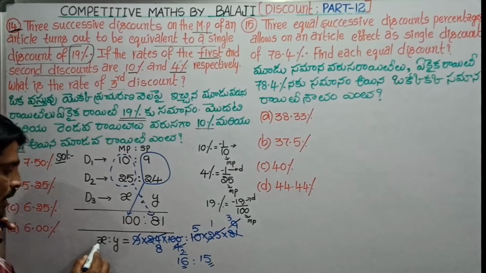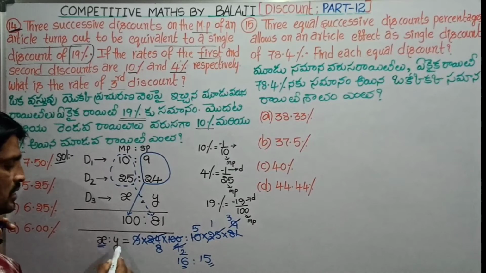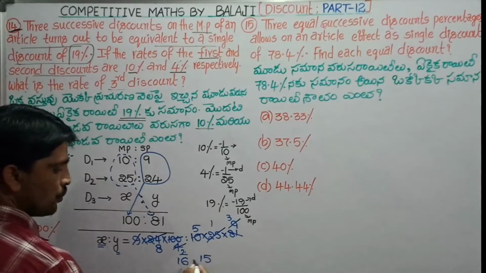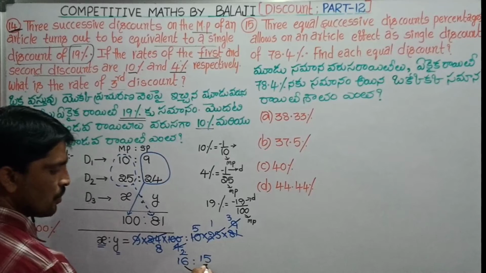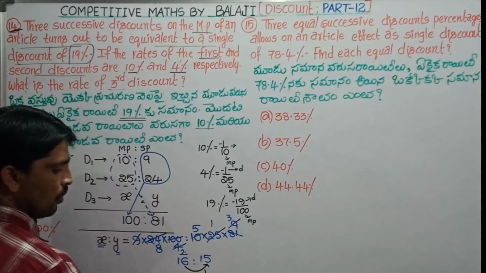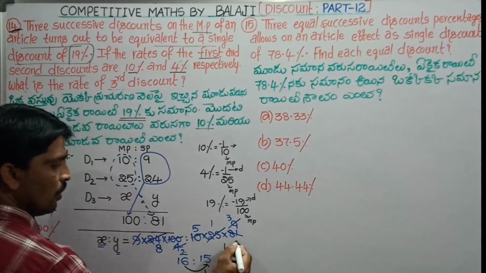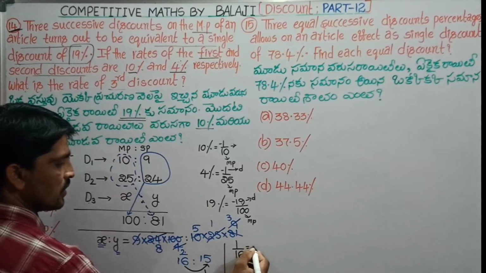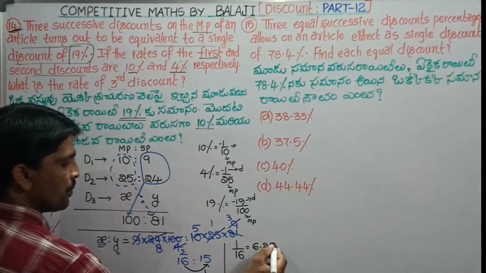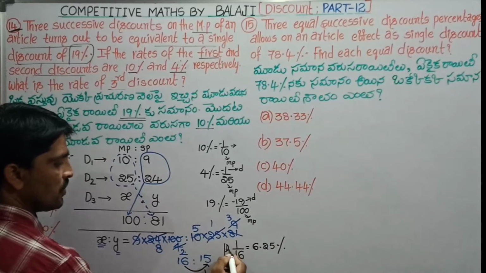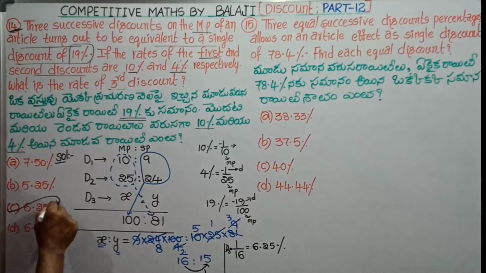So X is to Y. X is market price, Y is selling price. So therefore, there is 1 unit discount over 16. Yes, 1 by 16 is nothing but 6.25%. Discount 3 is equal to what? 6.25%. So answer is C.